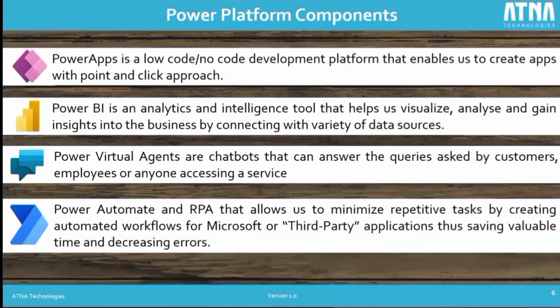The second part is Power BI. Power BI is an analytics and intelligence tool, so it will help you analyze and visualize your data. And once you do that, you gain insights into your business. Then you can figure out what the bottlenecks are and where you can improve, thus increasing efficiency. And you can also connect it to a variety of data sources. Power Virtual Agents is an integral part of Power Automate and can be used across all four.